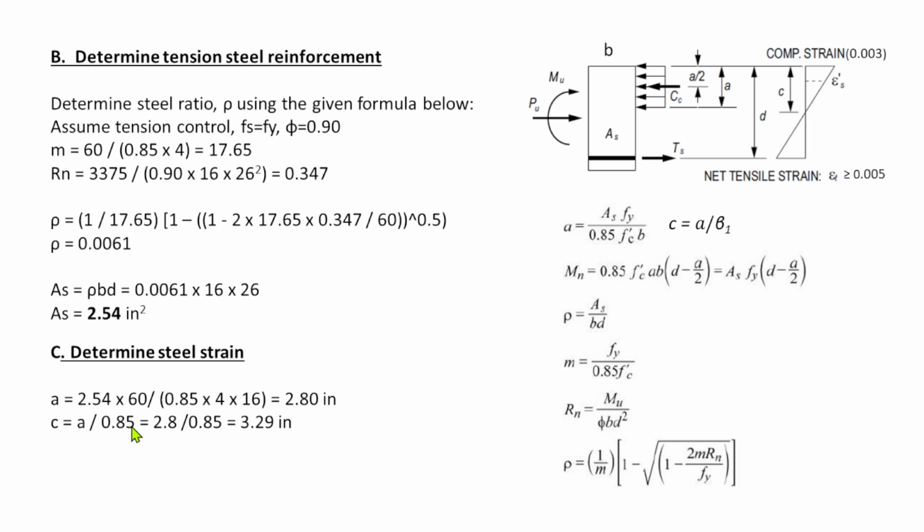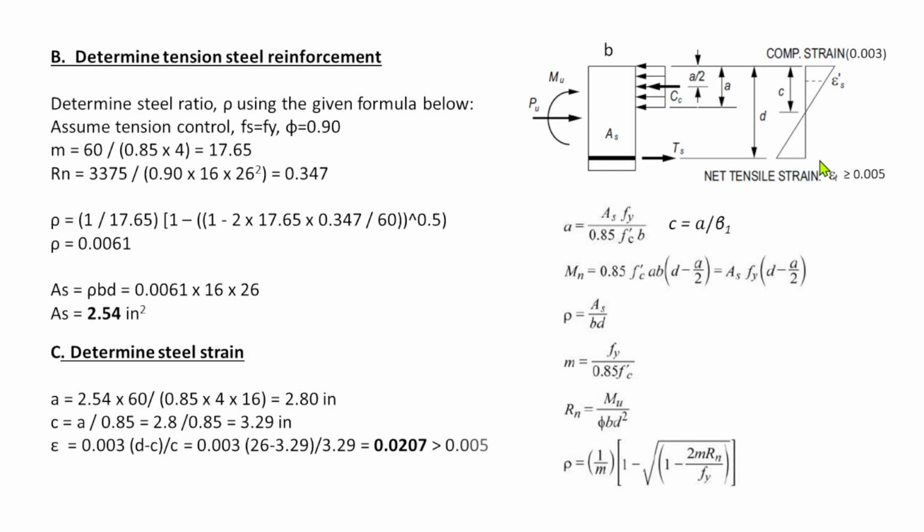After determining the value of a, we will determine the value of c, because c is simply a over beta. Beta here is controlled by the strength of concrete. It depends on the strength of concrete. So beta is 0.85 for a strength of concrete less than or equal to 4 ksi as per the ACI code. So 2.8 divided by 0.85 is equal to 3.29 inches. So now we have already determined the value of c.